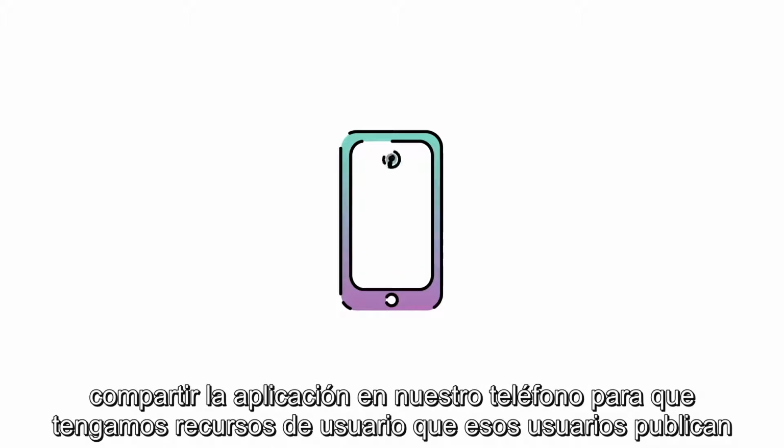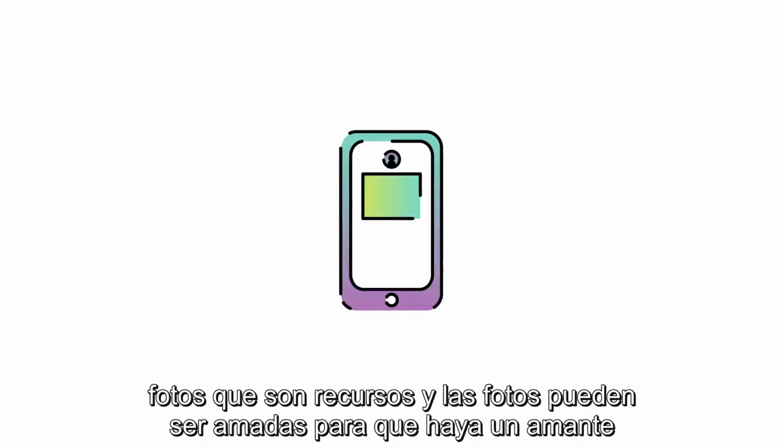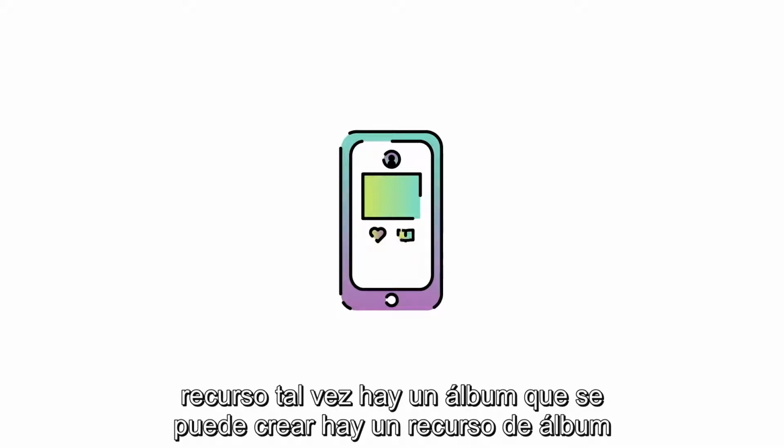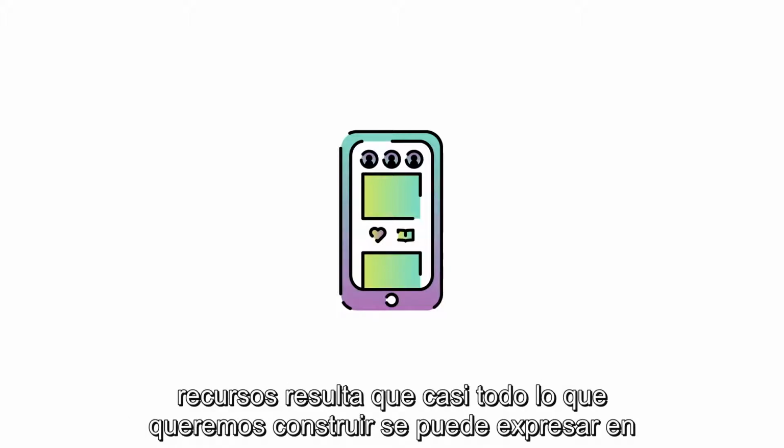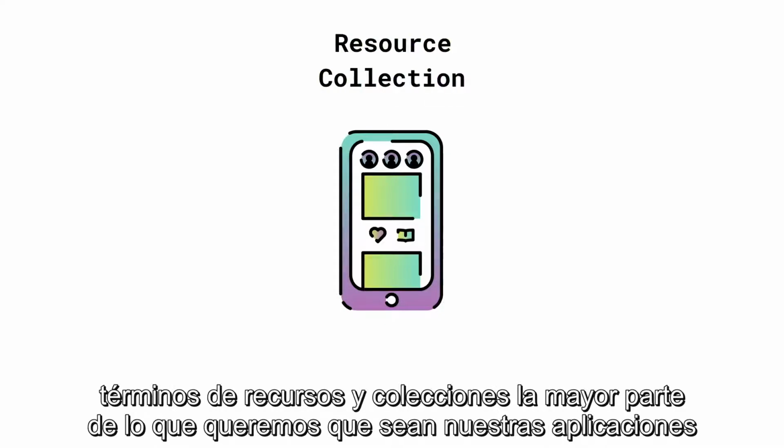So we have user resources. Those users post photos, which are resources. And the photos can be loved, so there's a lover resource. Maybe there's an album that could be created, and there's an album resource that contains photo resources. And albums have a collection of contributor resources. Turns out almost everything we ever want to build can be expressed in terms of resources and collections.